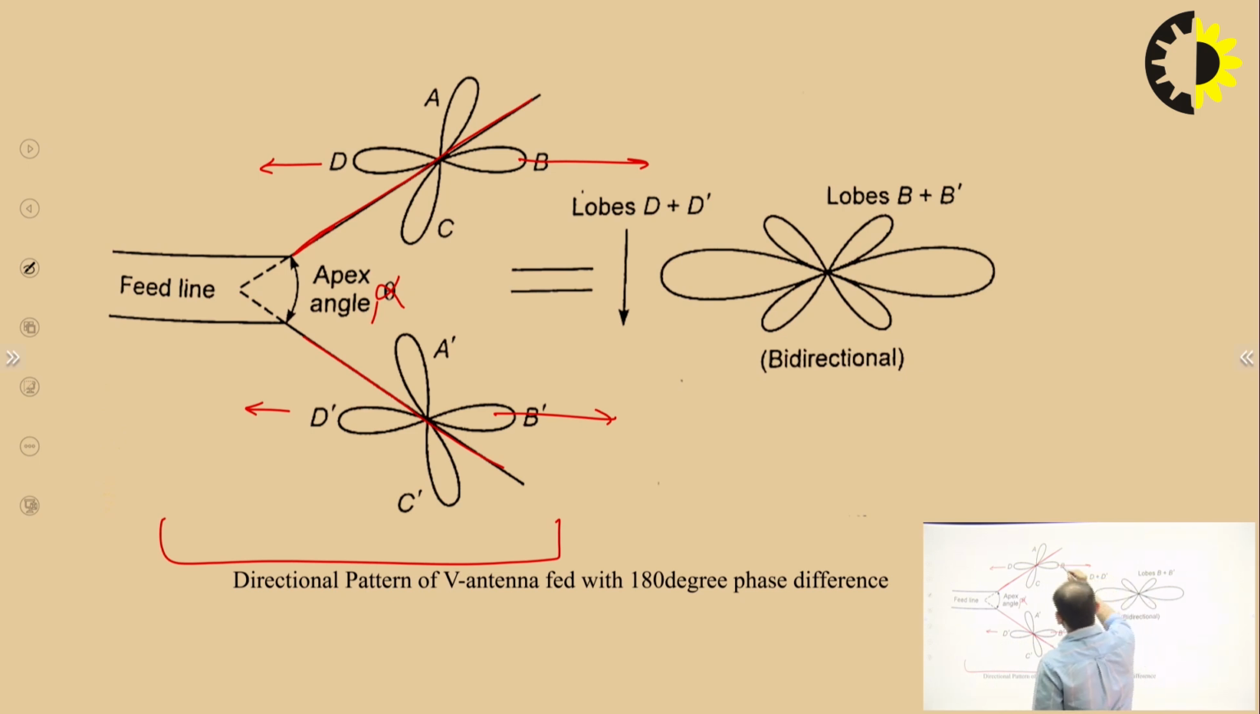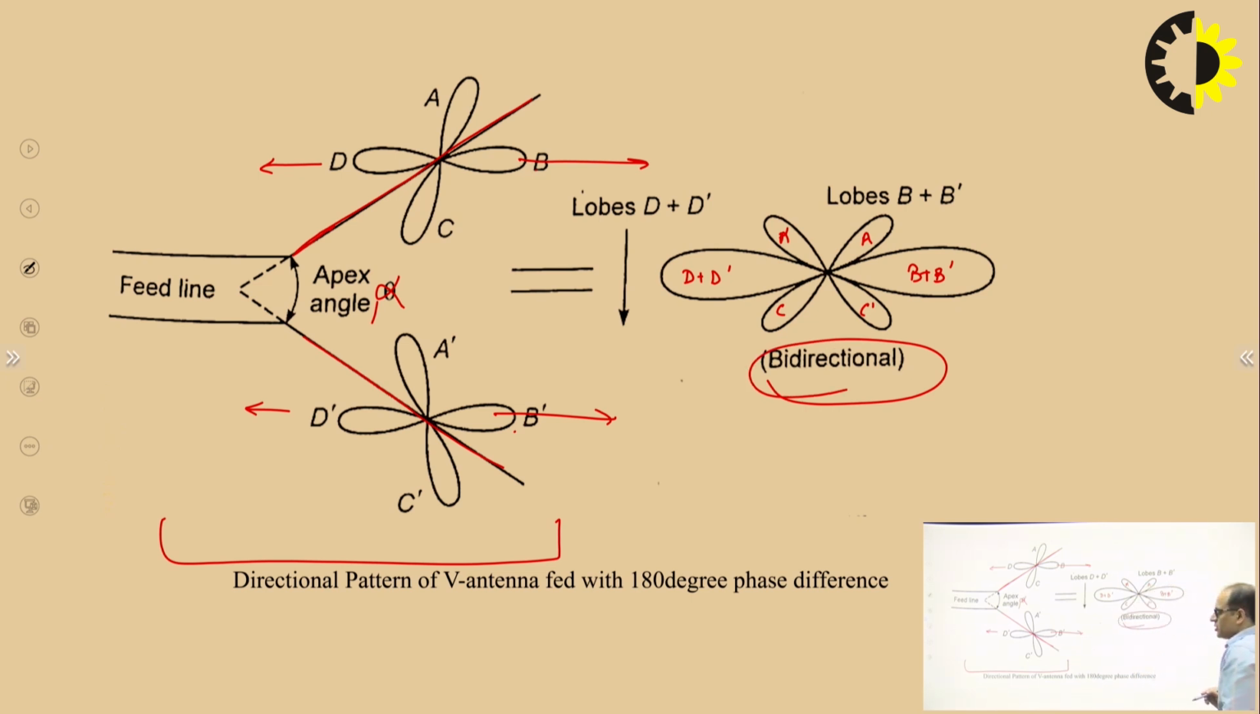These two lobes, B and B dash, will get added up, and the D and D dash lobes will get added up, and this is A, and this is A dash, and this is C dash, and this is C. Overall, the maximum power is radiated in these two directions. So this type of antenna is known as a bidirectional antenna.